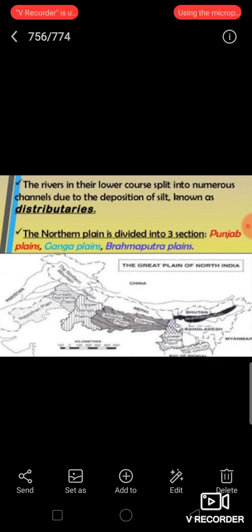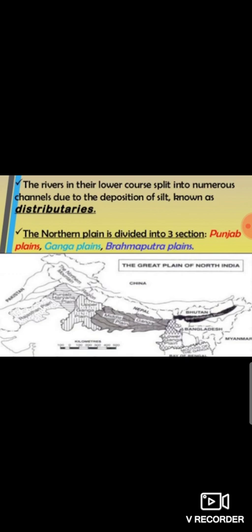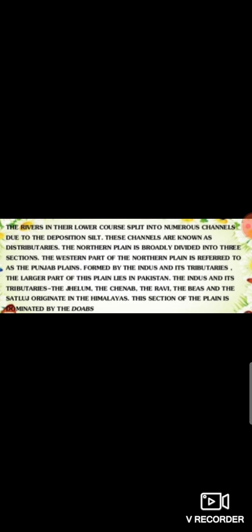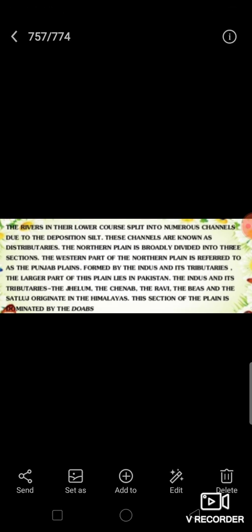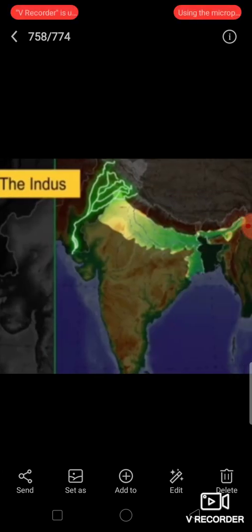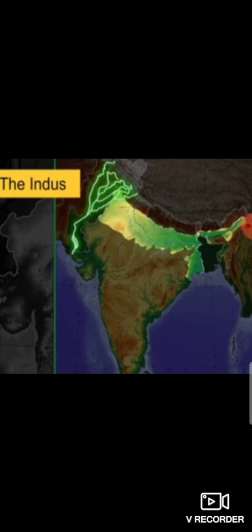First, Punjab plains, second, Ganga plains, and third, Brahmaputra plains. Now, students, the western part of the northern plain is referred to as Punjab plains, formed by the Indus and its tributaries. The larger part of this plain lies in Pakistan. The Indus and its tributaries, the Jhelum, the Chenab, the Ravi, the Beas, and the Satluj, originated in the Himalaya. This section of the plain is dominated by doabs.